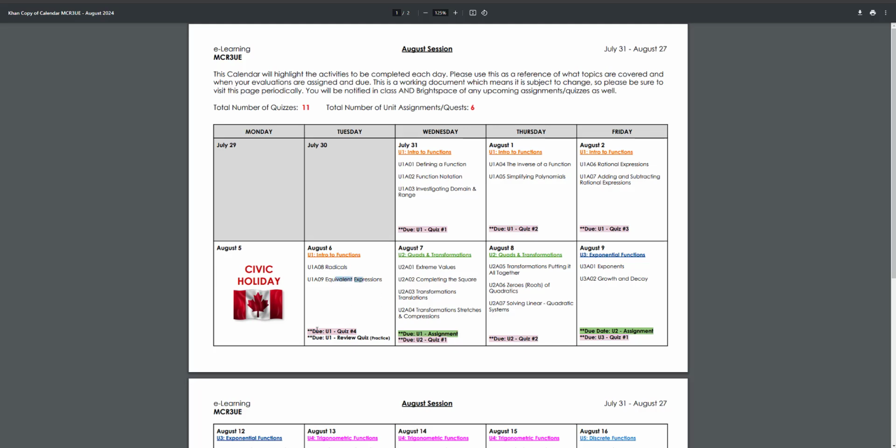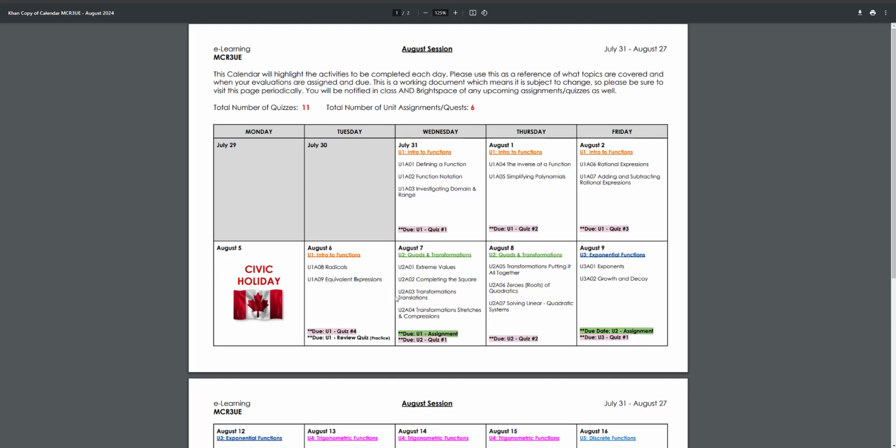What is due today? Today we have quiz 4 that is due, and we have a review quiz that is not for marks. It is for practice for the quote unquote test or assignments, according to Brightspace, that will be due tomorrow. Now, you only have till midnight tomorrow to complete that assignment, so make sure you spend your time wisely. But we'll talk about that tomorrow.